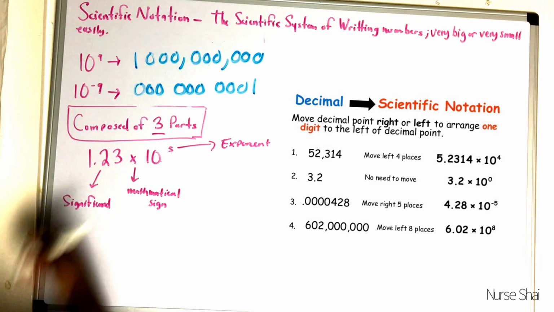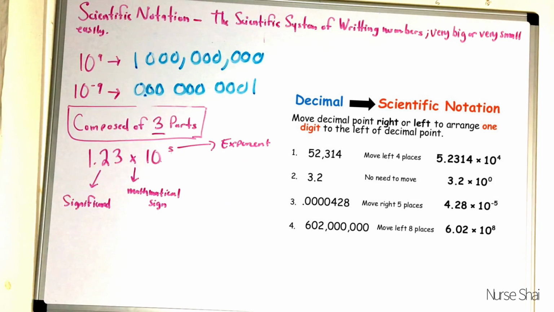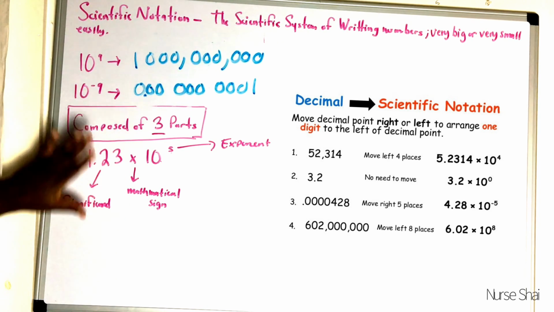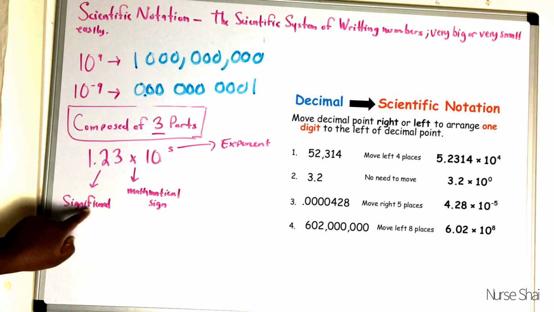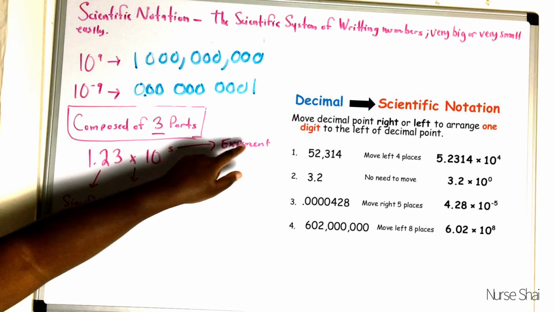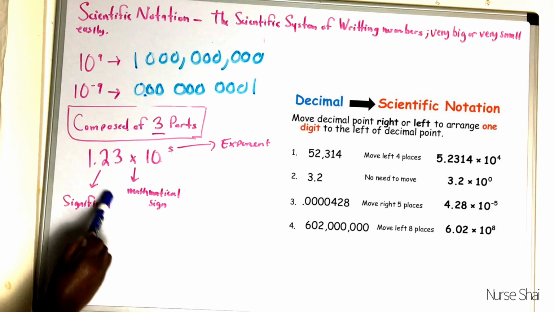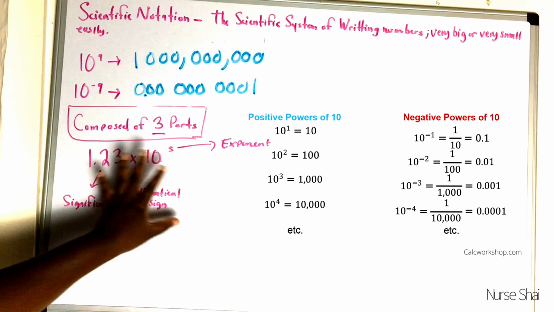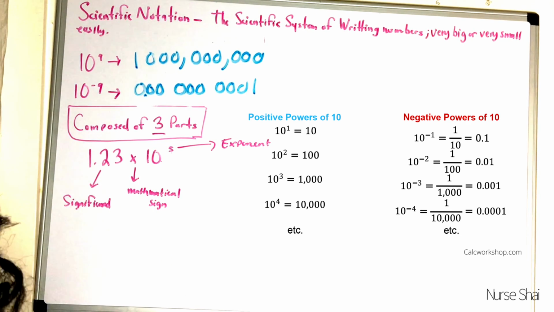Now I'm going to talk about the components of scientific notation problems. I probably should have touched on that first, but I did it. It's composed of 3 parts: the significand, which is 1.3, the mathematical sign, which is times, and the exponent, which is 5. You may be asked to identify an exponent or identify the significand of a problem, or you may be asked to actually write out a scientific notation problem.